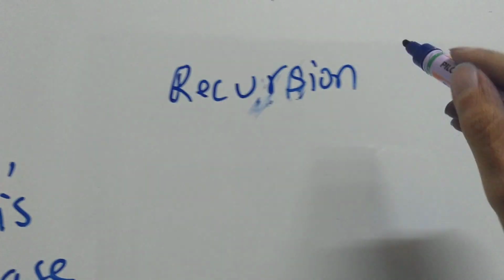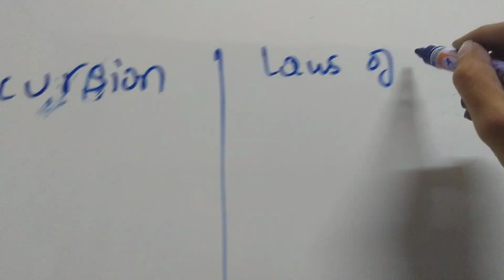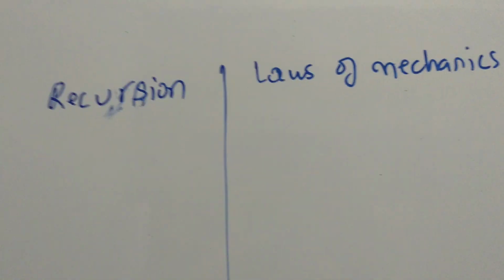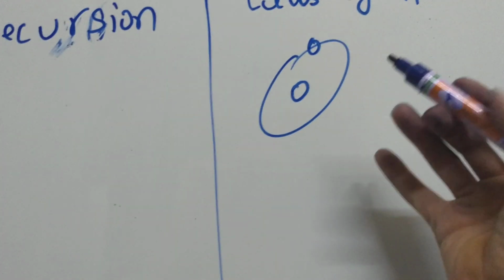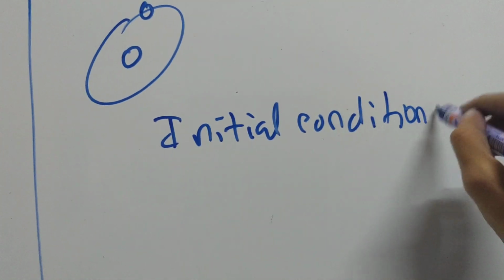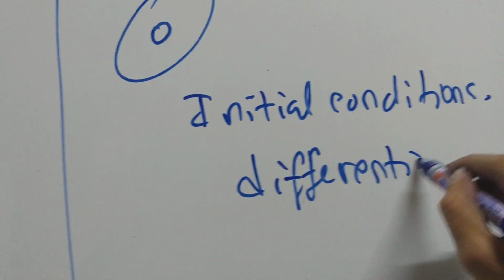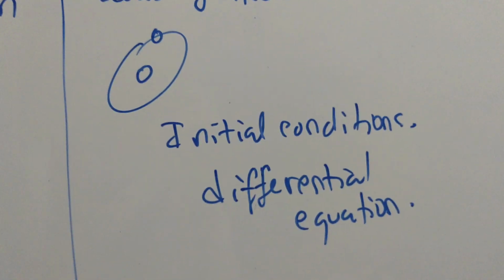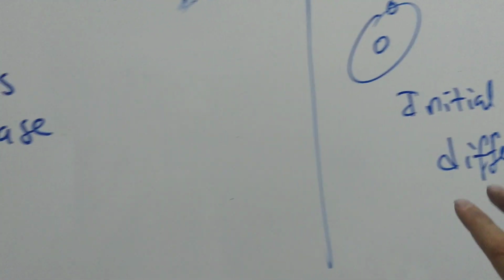Recursion, and I believe this is the right way to understand it. It's laws of mechanics, or dynamical systems, laws of nature. It's the same thing. If you're studying the orbit of a planet around the sun, you need initial conditions, and you need a differential equation. All right, that's what you need. Sometimes you need many differential equations, and then you have your system of nature, your dynamical system, and you can solve it. Laws of physics.